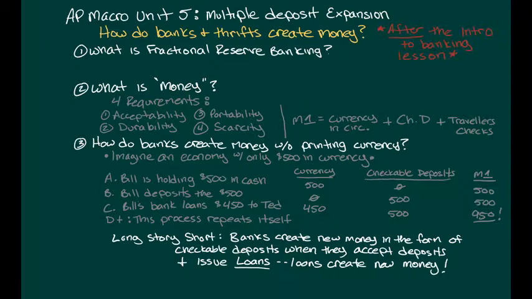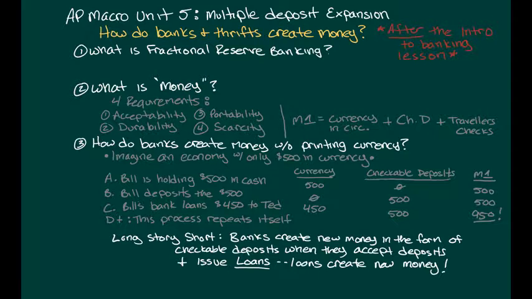This is not the only stop in this process, right? This process is essentially going to repeat itself because Ted's going to go and spend the money at Walmart. Walmart's going to deposit the money into their bank account, and Walmart's bank is then going to make a loan with that money, and so forth and so on. So, long story short, banks and thrifts create new money, but they create new money not in the form of currency, but in the form of checkable deposits. And the action that they take that creates new checkable deposits is when they issue loans. So the act of a bank taking in a deposit and issuing a loan creates new money.